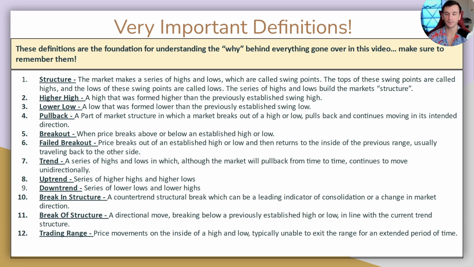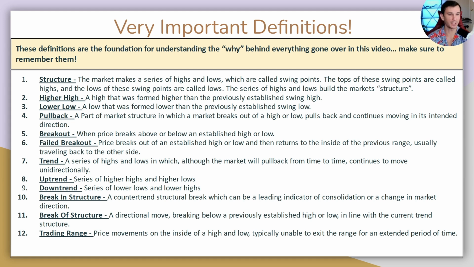A pullback is after one of those levels has been created. So whenever a higher high or a lower low has taken place, maybe we're in some sort of trend, maybe we're in a breakout, we're going to pull back and the market is going to break out of a higher low, pull back and continue moving in its intended direction.